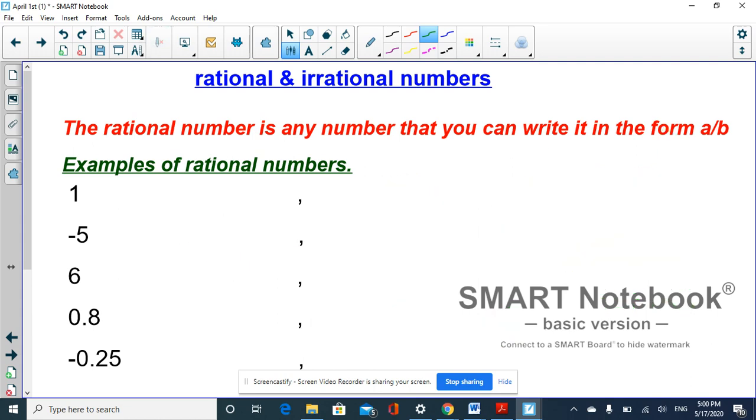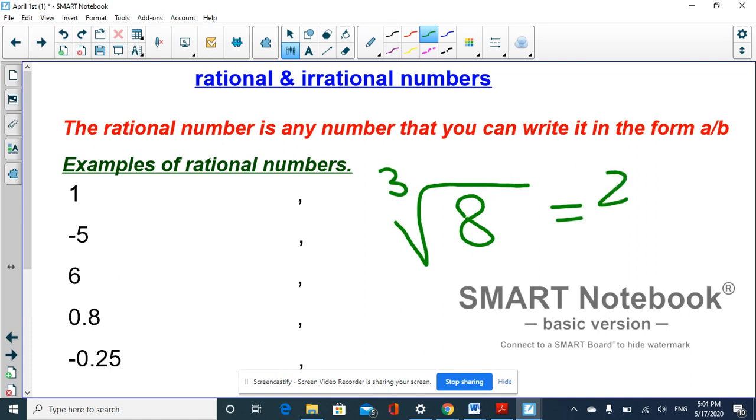What about the cubic root? The cubic root of a perfect cube is a rational number. Cubic root of 8. What is the number that, if you multiply it by itself 3 times, gives you 8? It's 2, because 2 times 2 times 2 equals 8. So this is a rational number. If you can find the cubic root of a number, that means it's a rational number. So what is an irrational number?